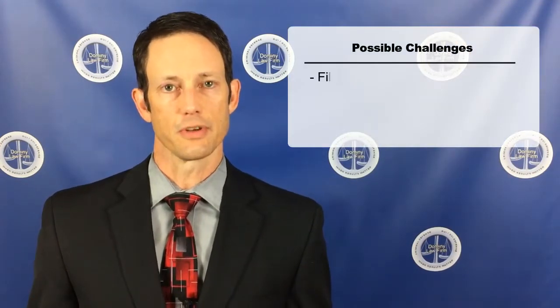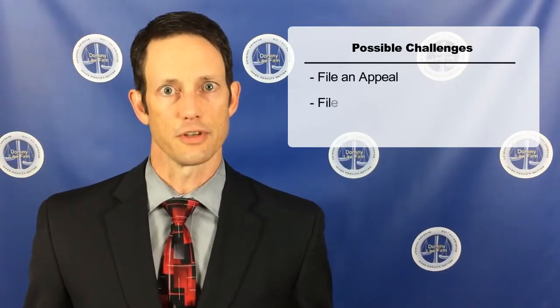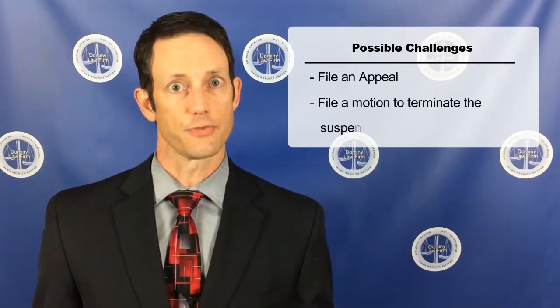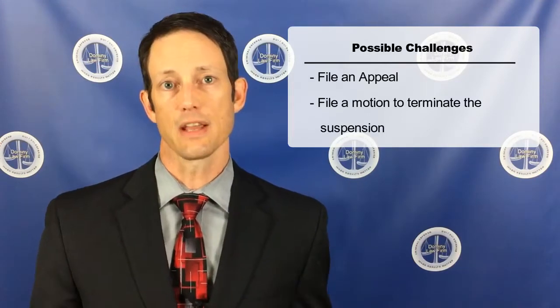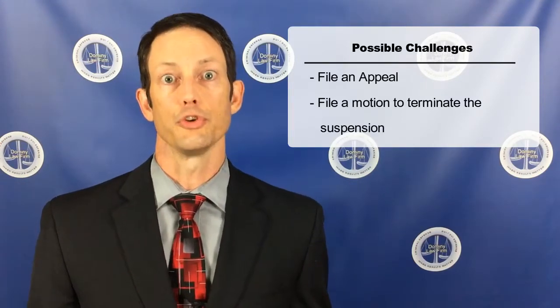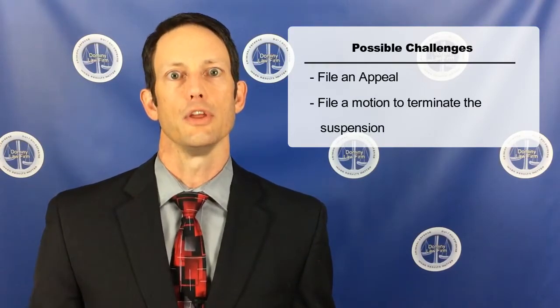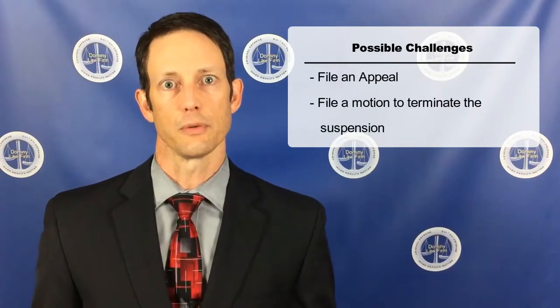If you've been subjected to an administrative license suspension, there are two ways to challenge it. First, you can file an appeal, and there are 4 bases for appealing the suspension. And second, you can file a motion to terminate the suspension, which gives you additional ways that you may have the suspension terminated.